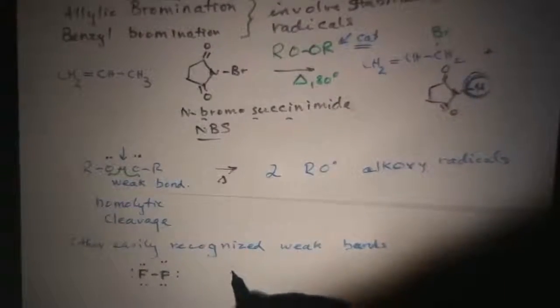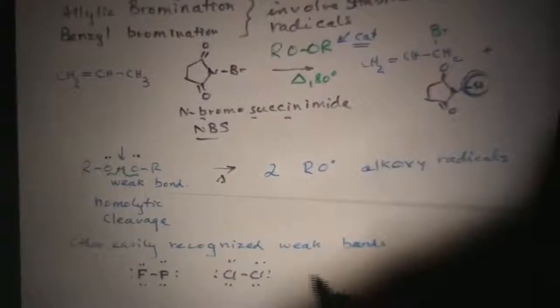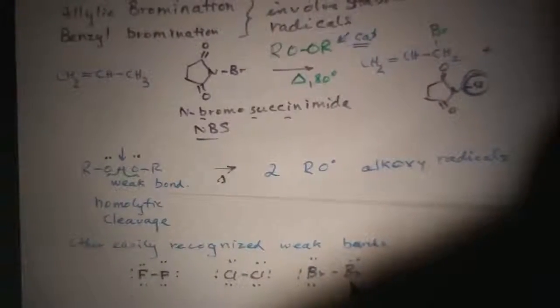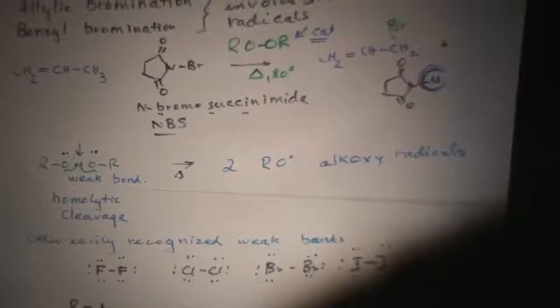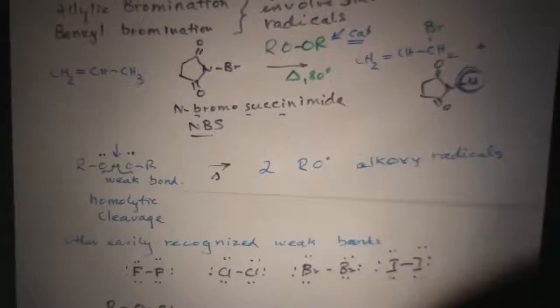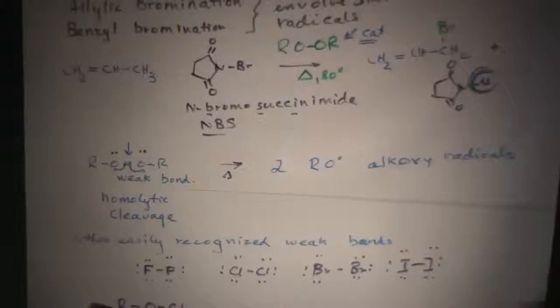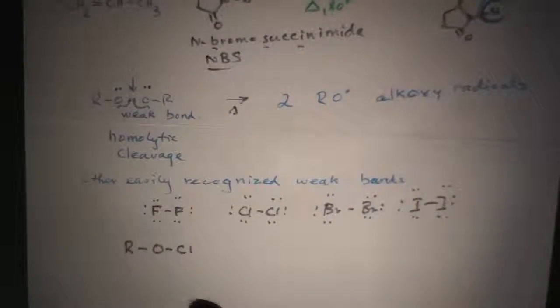The same thing, chlorine. Chlorine is a weak bond. Bromine is really a very weak bond as well. And iodine. So all of those are weak bonds. Also weak bonds are the hypochlorite, oxygen bonded to chlorine. Really a weak bond. You just have to heat those compounds and they will form radicals, chlorine radicals and oxygen radicals.